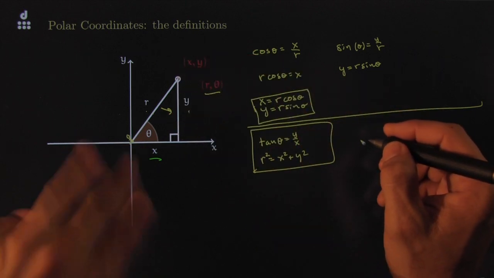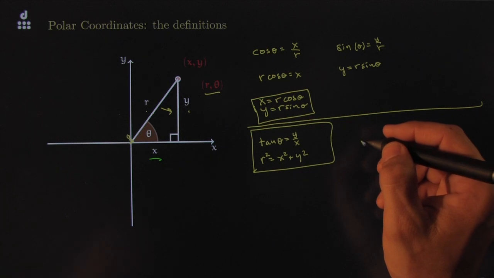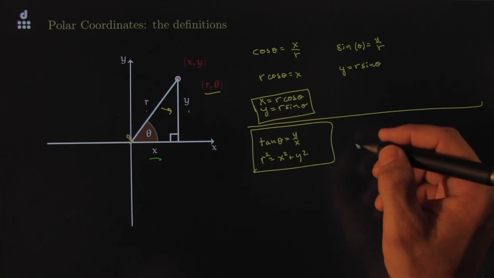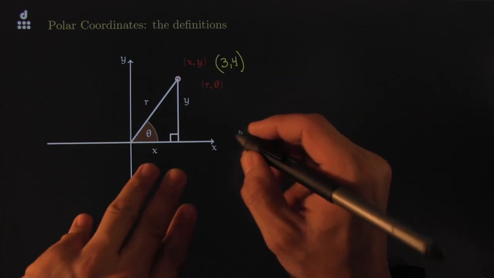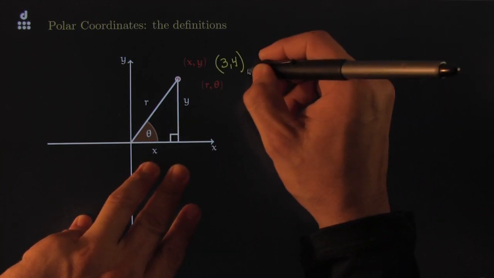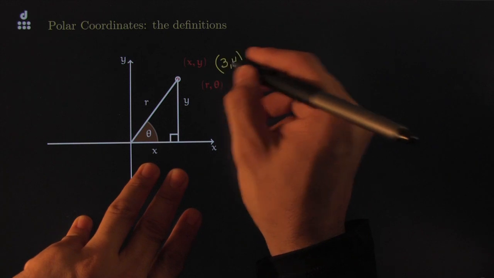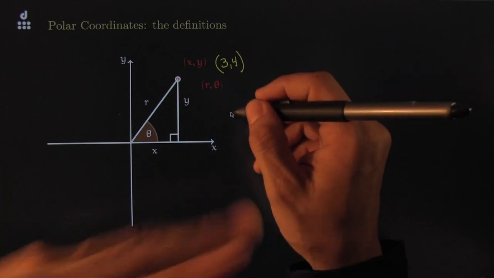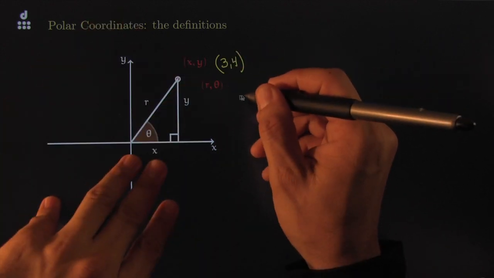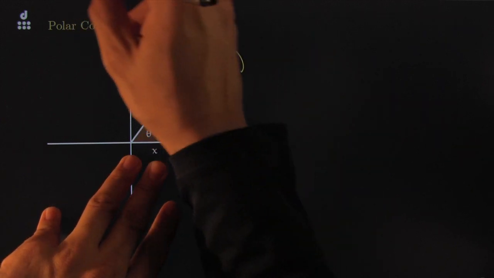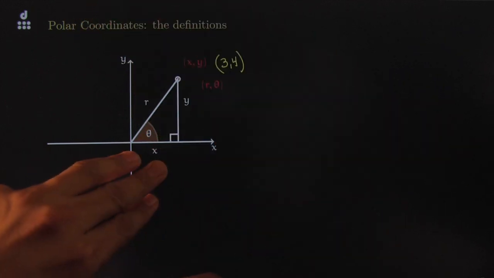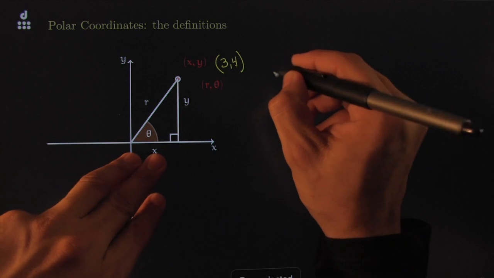All right, shall we try that with an example? So suppose I've got this point, as I did before, (3, 4), and I wanted to find my r and theta. Let's find theta first of all. So we go with standard here.